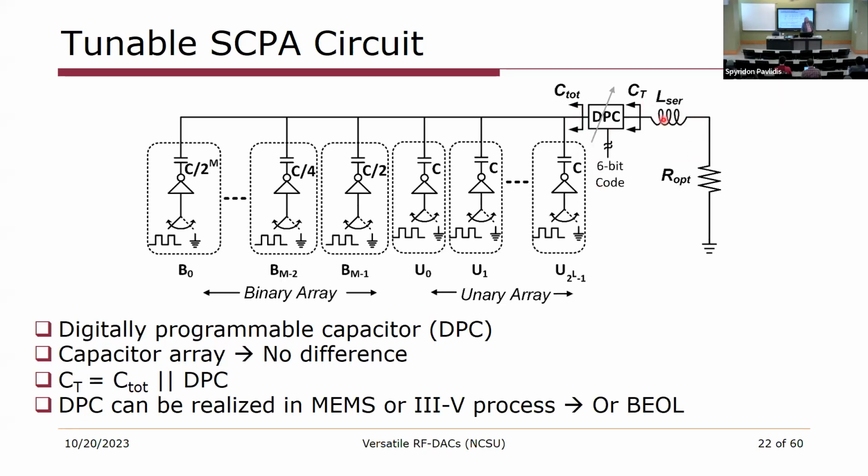So the total capacitance that this inductor sees is now going to be the series combination of all the capacitance in the array with some digitally programmable capacitor. And these digitally programmable capacitors can be realized using MIM or CMOS processes. Or fundamentally, they can also be implemented in back-end-of-line metallization, or we could even try using MOS varactors and things like that if we were doing it at slightly lower power.